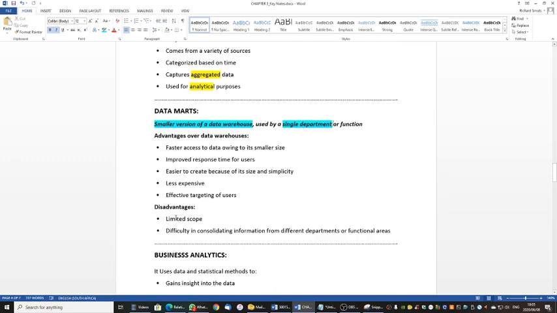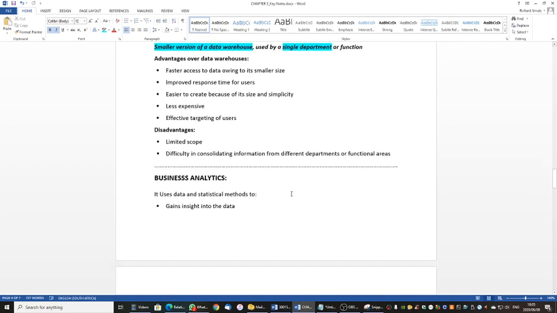It does have some disadvantages. Limited scope. It's not going to tell you everything that a data warehouse will. And sometimes you can have difficulty in consolidating, putting together information from different departments or functional areas. However, it does have its place and it does have its use.